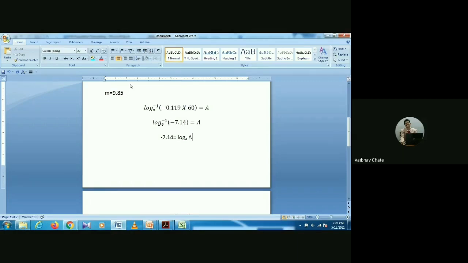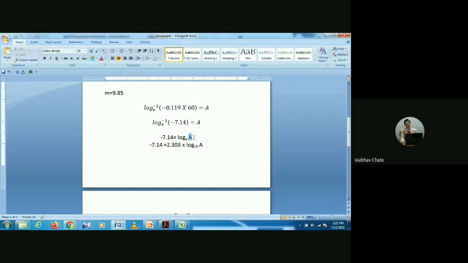Someone asked me how to convert this log to the base e to log to the base 10. If you don't want to use the LN function in the calculator, you can just multiply this by 2.303. So that means you are going to get log to the base 10. Okay, fine.